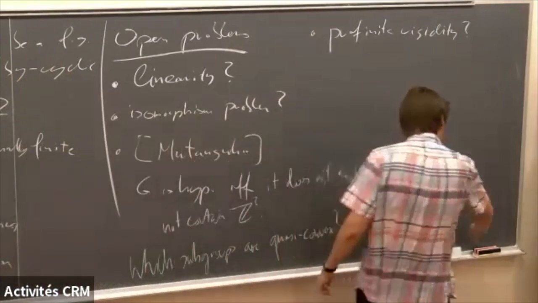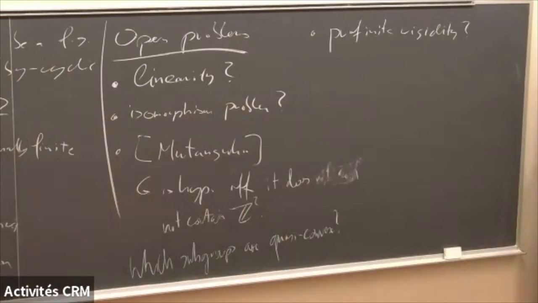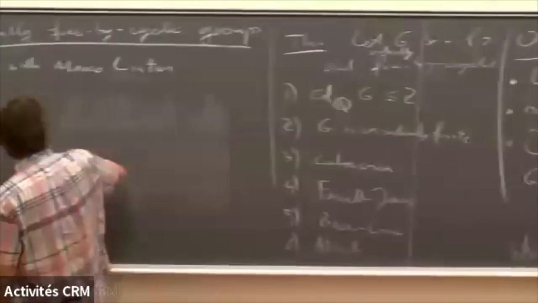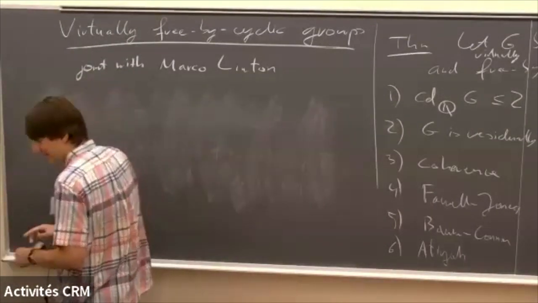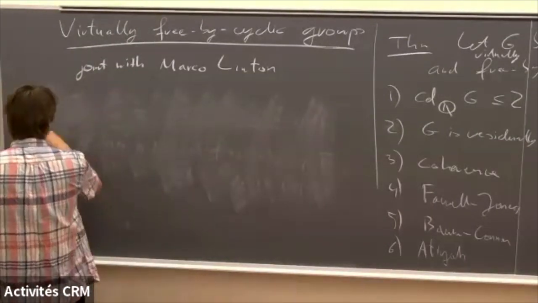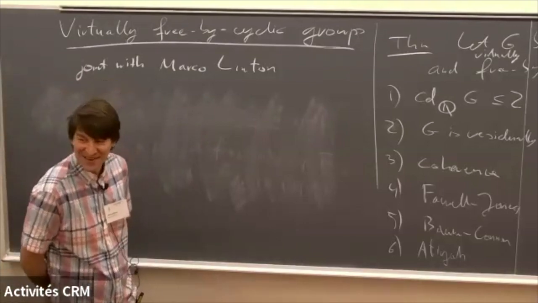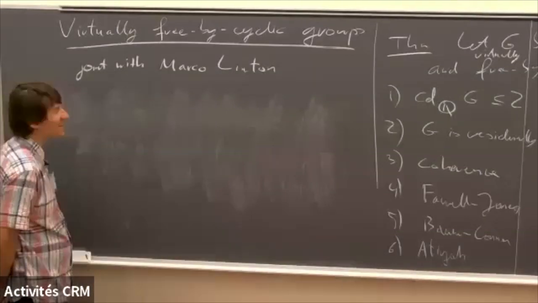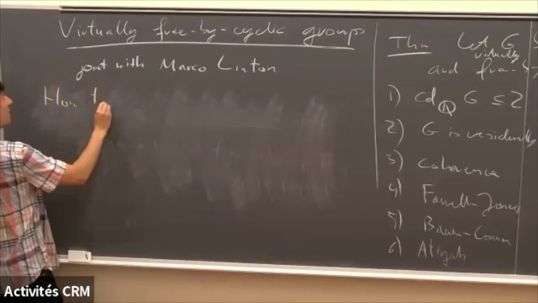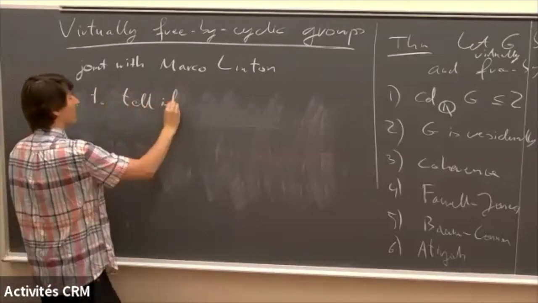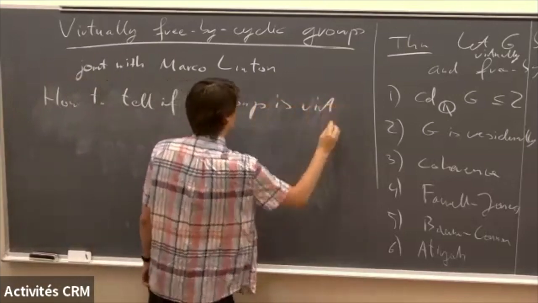Now, the new stuff. What I really want to talk about now is how to recognize a virtually free-by-cyclic group that went into hiding. If we follow Martin's general philosophy of life, you pick random groups from the gutter. That's what Martin does all day, apparently. And maybe it is a virtually free-by-cyclic group, and how can you tell? Okay, how to tell if a group is virtually free-by-cyclic.